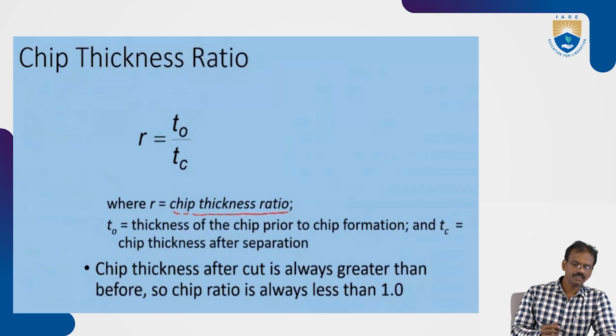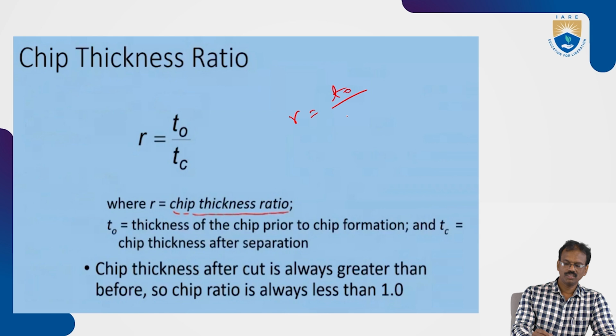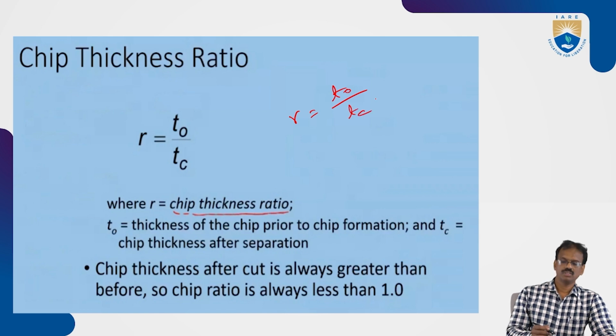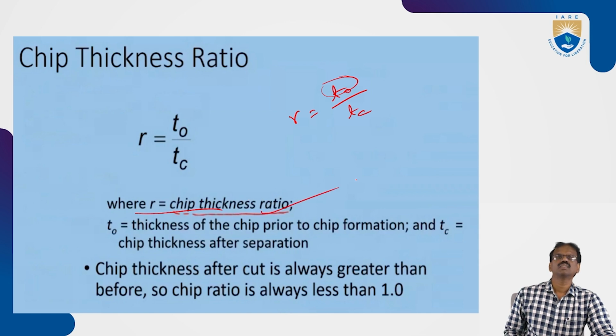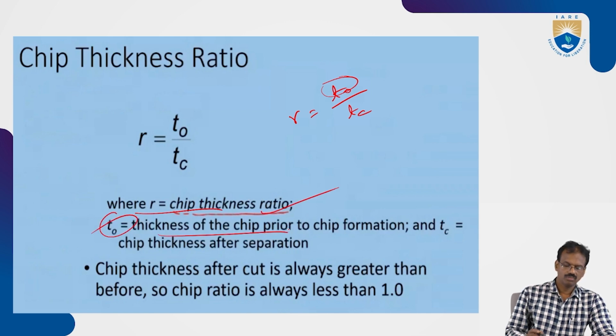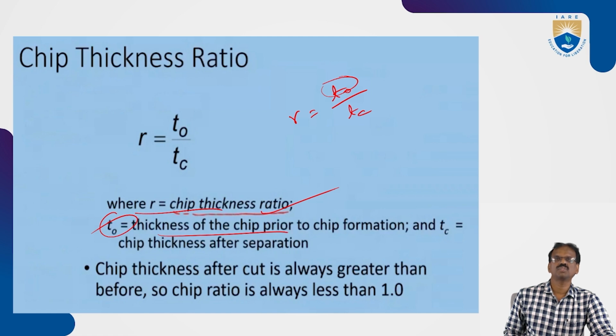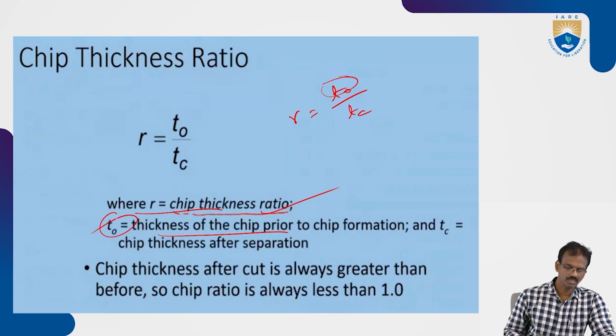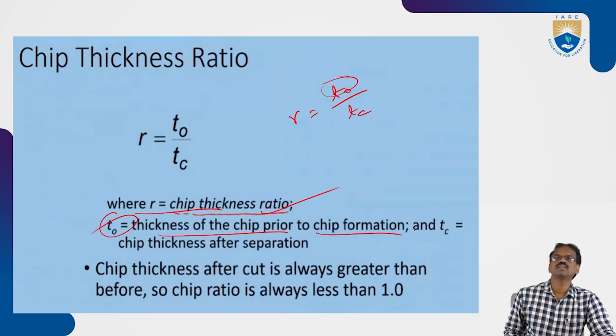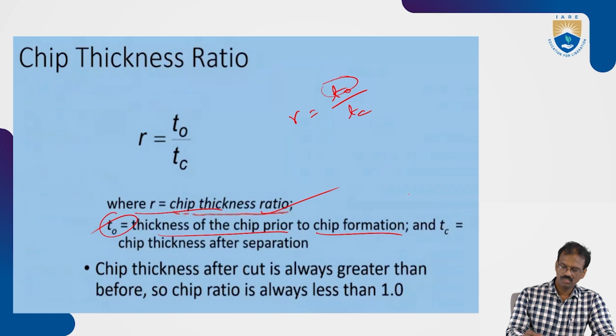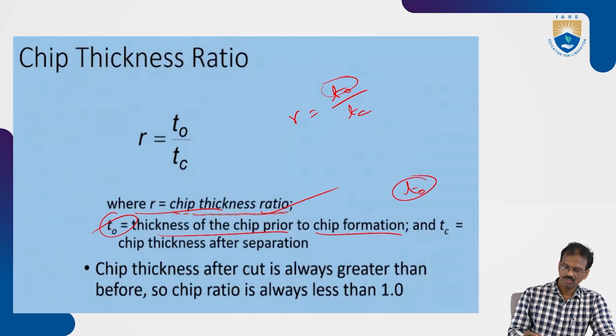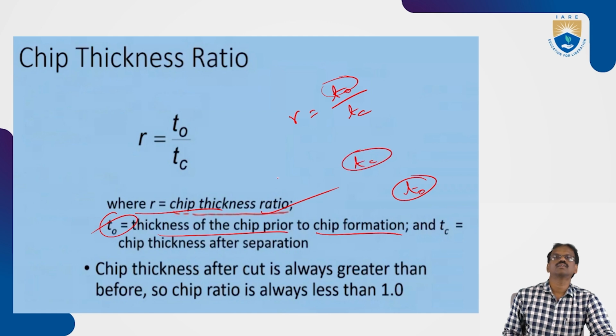We will see this one is the chip thickness ratio. So r is equal to the uncut chip thickness divided by the chip thickness. Okay, so t naught is the uncut chip thickness. So r is the chip thickness ratio, and this one is the thickness of the chip. You know that t naught is the uncut chip thickness, the thickness before forming the chip. So it is represented by t naught. That is the uncut chip thickness. Next, tc is the cutting chip thickness.